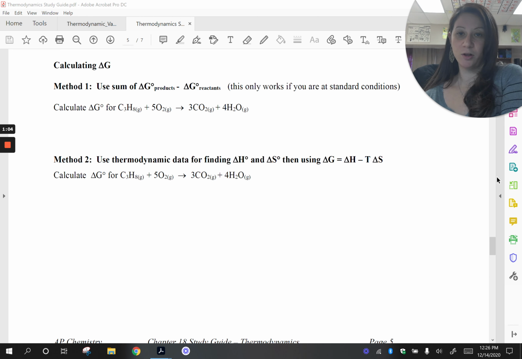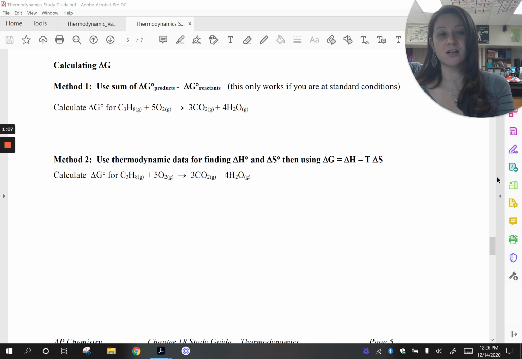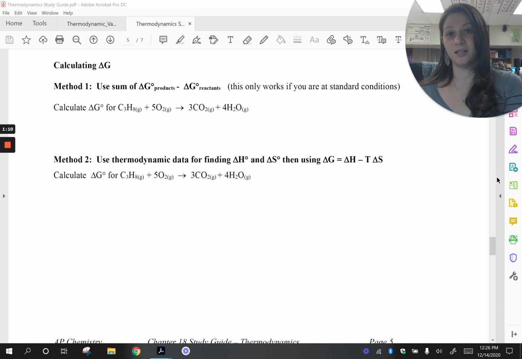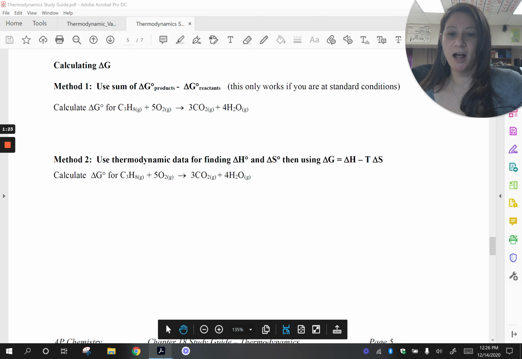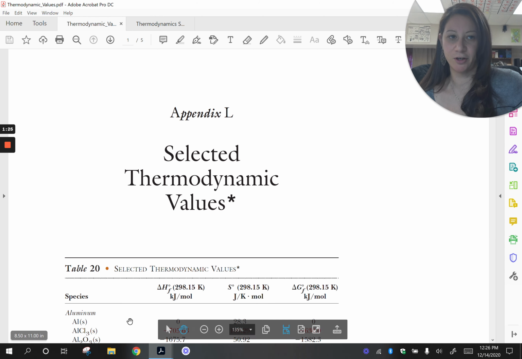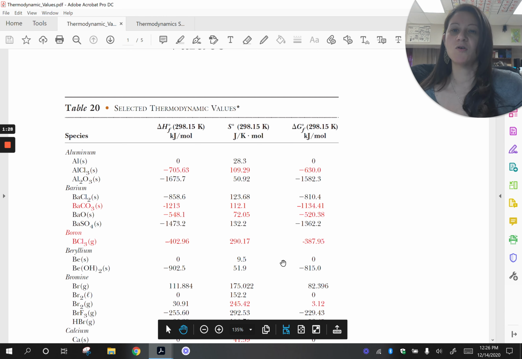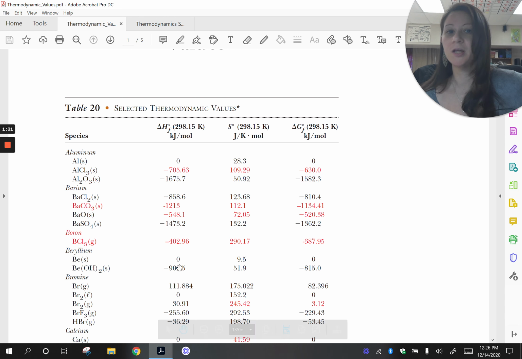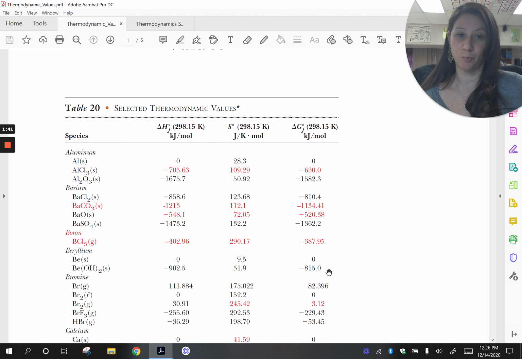The first method that we're going to look at, similar to delta H and delta S: delta of anything is final minus initial, so products minus reactants. So we can say delta G for a process is the sum of the Gibbs free energy for the products minus the sum of the Gibbs free energy for the reactants. You have a table of thermodynamic variables here. We've looked at delta H of formation before, and the entropy of formation of different substances this chapter. Now we're going to look at delta G of formation, the Gibbs free energy of formation.